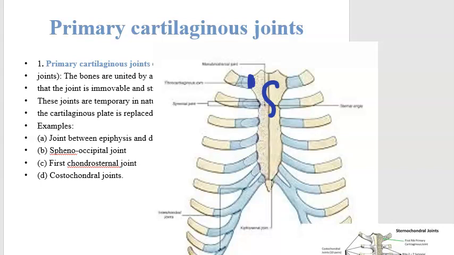Okay. Then you have all the costochondral joints. I'm showing only the right side. All of these are also primary cartilaginous joints. All these also become bone later. One more is there down. So these are all what? Costochondral joints. All of these are primary cartilaginous joints. And the first chondrosternal joint is also a primary cartilaginous joint.